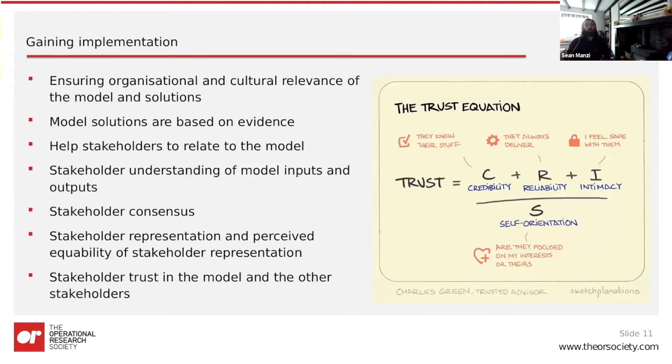So we've got solutions, but the project doesn't end there. It's all about gaining implementation. Ensuring the organisational cultural relevance of the model and the solutions is really going to help boost the credibility and the trust that your client has in the solutions. They're going to see them as workable and usable. The more that you can help stakeholders to relate to the model, the better. Having a key core stakeholder group throughout the process really helps with that.